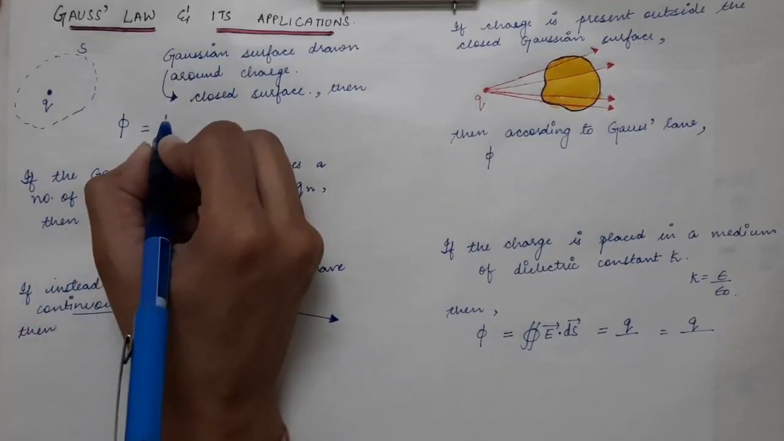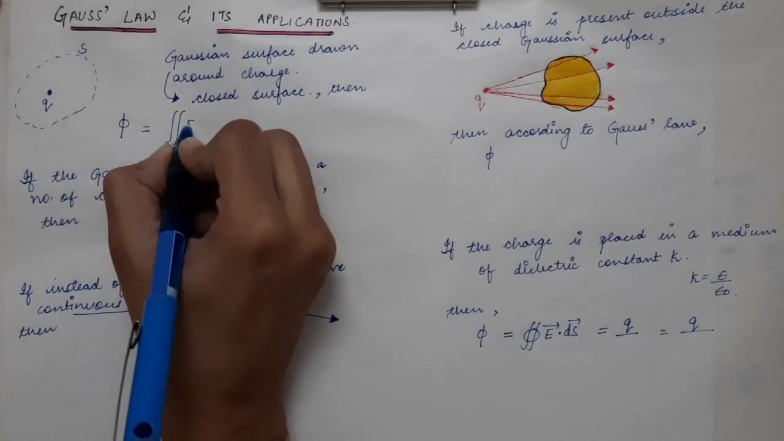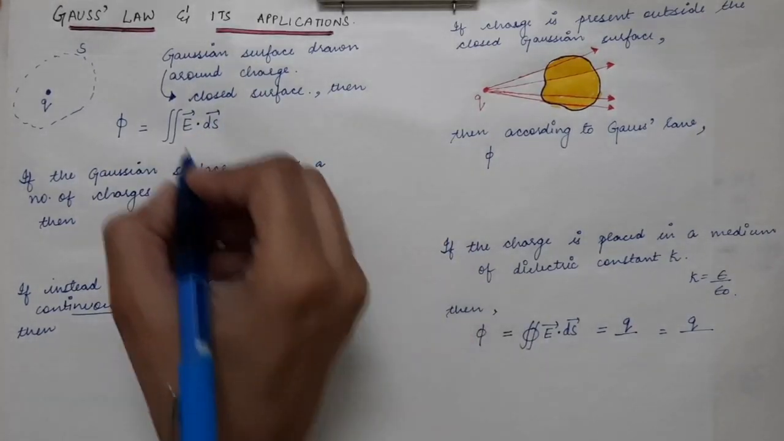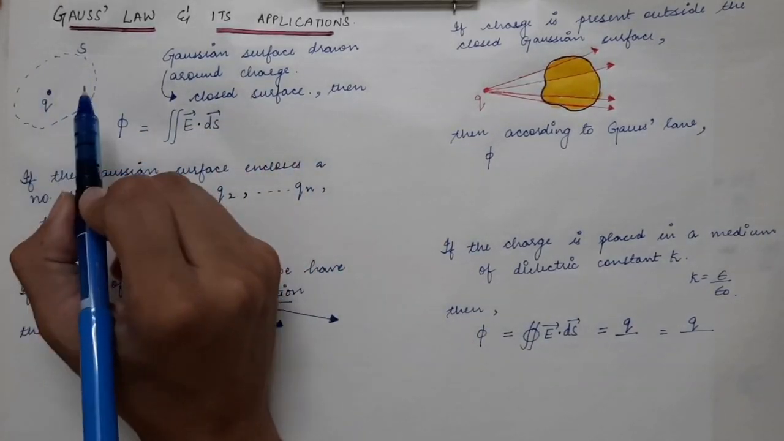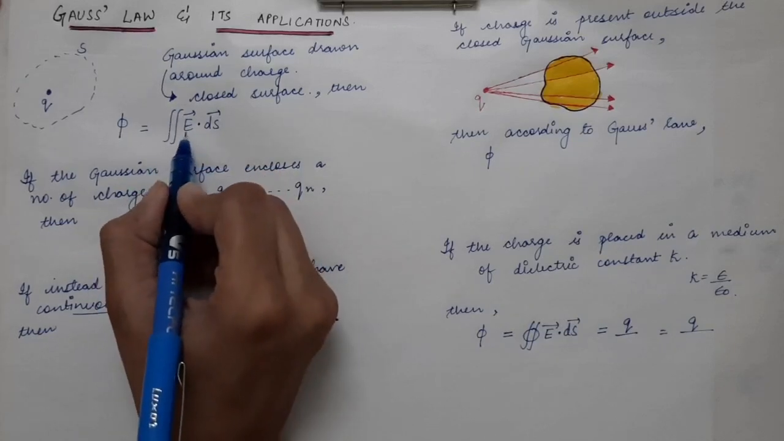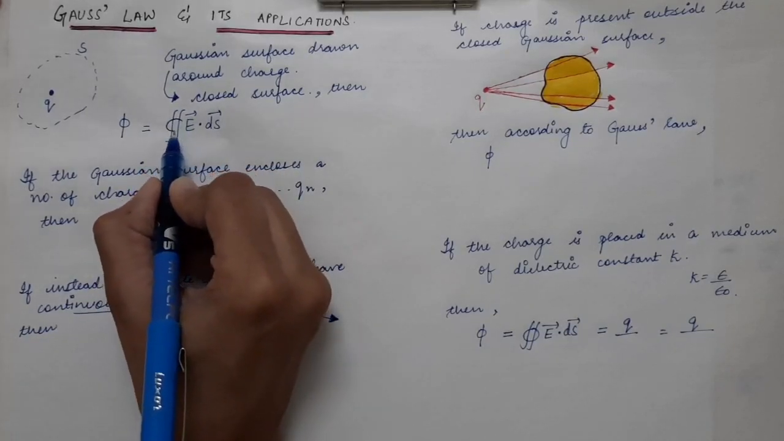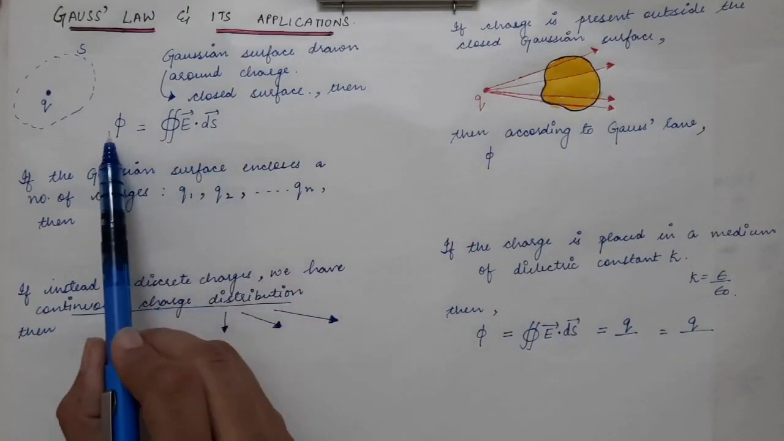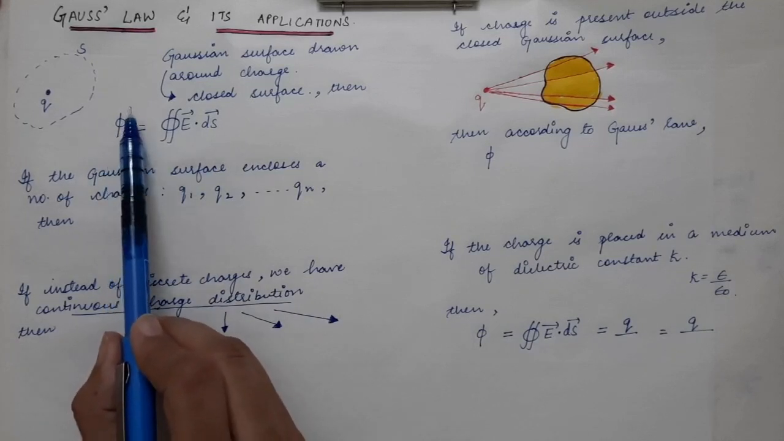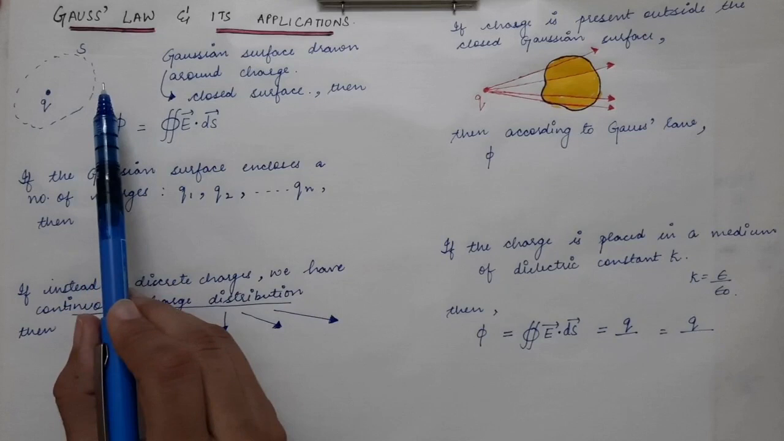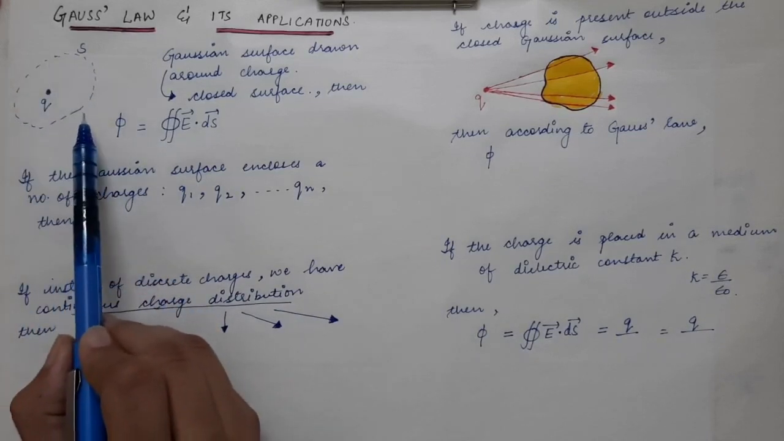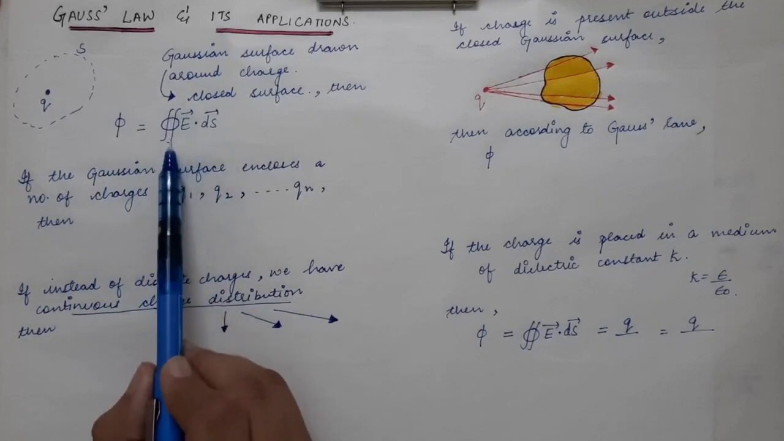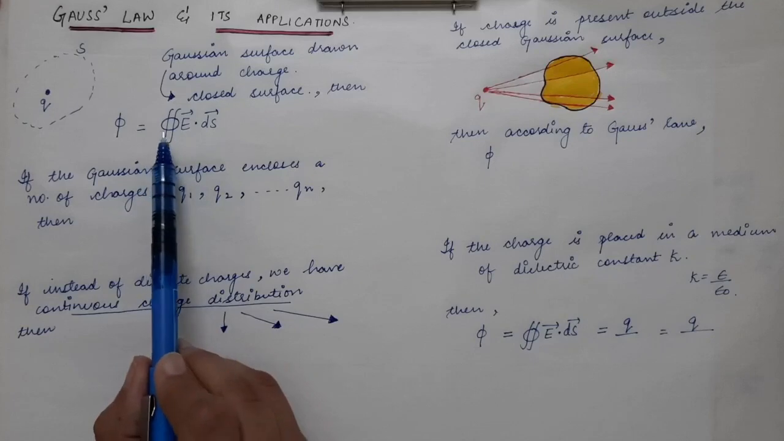is equal to, first of all, flux is given by the dot product of electric field intensity with the surface area element, and since we are talking about a closed surface, we will do an integration over vector E dot ds, and this will be a closed surface integration. This is the definition of flux. Flux is the number of lines crossing the surface we are considering, and here the surface is a closed surface.